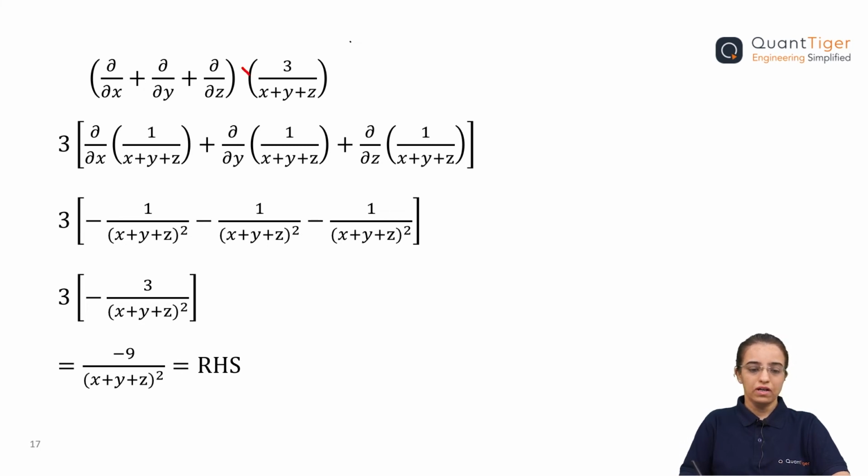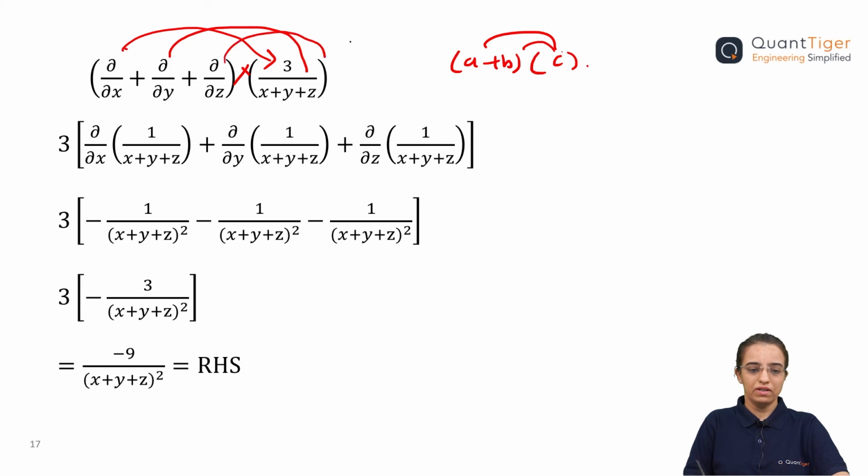I have written it here so that I can expand it, or multiply these 2 brackets. This is simple expansion, like how we do with 2 brackets, like a plus b times c. The same way I have done it here. With del u by del x I multiplied with this one, del by del y I multiplied with this one, and then del by del z I have multiplied with this one. Now we have to find the partial differentiation of 1 upon x plus y plus z with respect to x, with respect to y, and with respect to z.